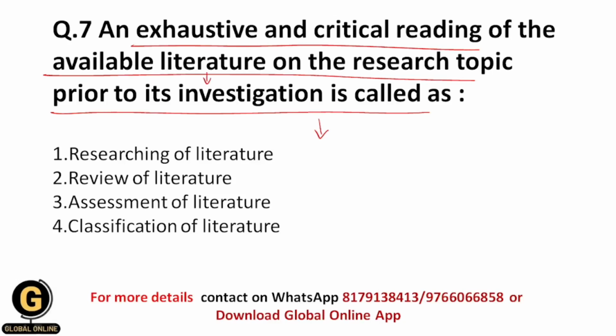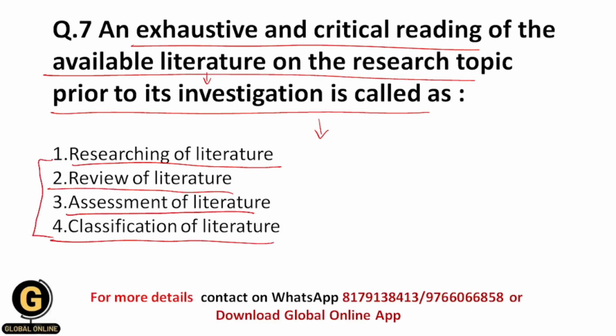Available theory on the research topic. Whatever research topic we are doing, that kind of thing is what we call as... Okay, so the first option is researching of literature, second is review of literature, then assessment of literature, classification of literature. From these options, you tell me what should be the answer to this question. Obviously the answer is what?